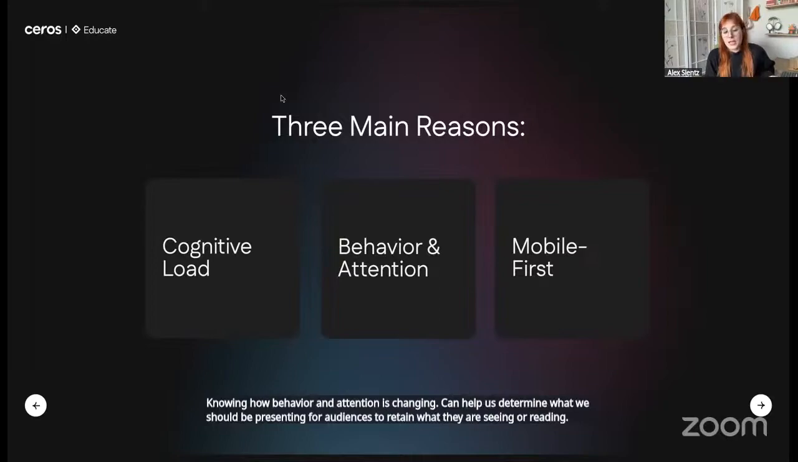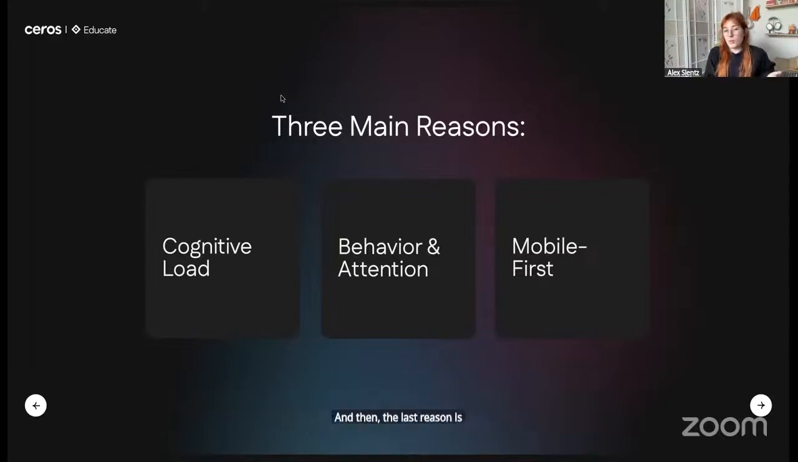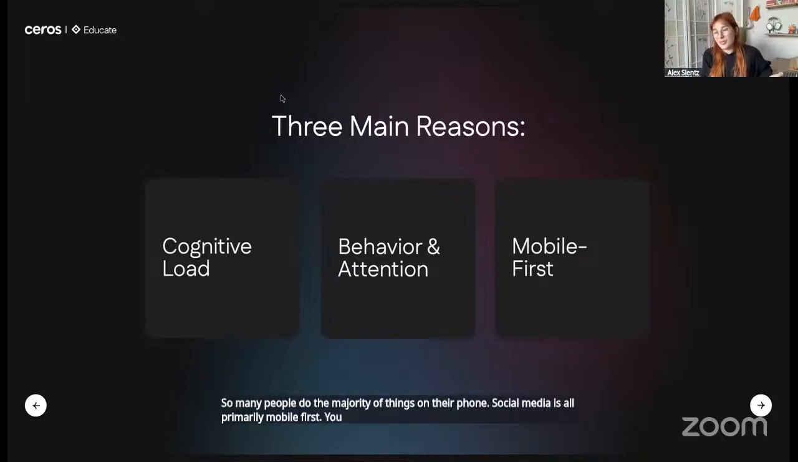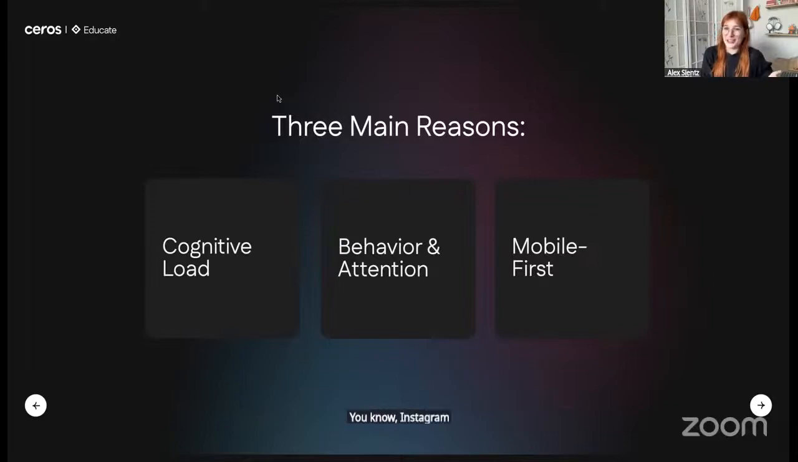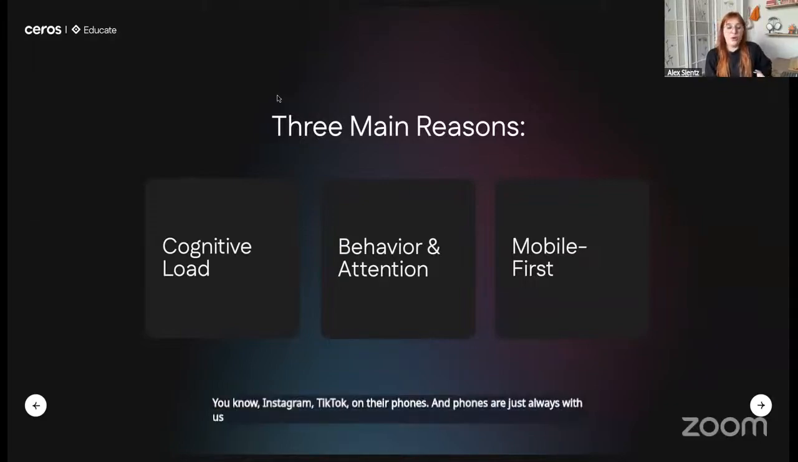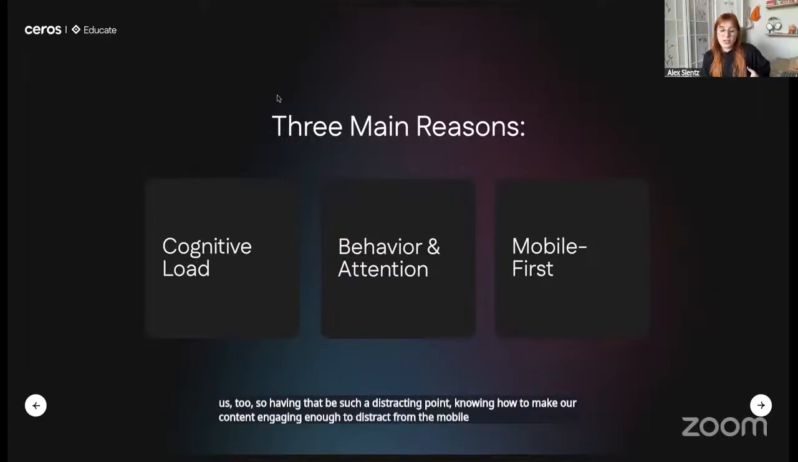And then the last reason is the rise of mobile first use and multitasking. So many people do the majority of things on their phone. Social media is all primarily mobile first. You can do it on a computer, but I think most people are getting on Instagram, TikTok on their phones. And phones are just always with us too. So having that be such a distracting point, knowing how to make our content engaging enough to distract from the mobile first atmosphere is really important.